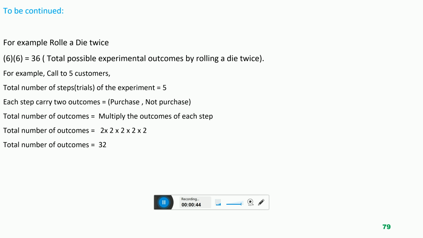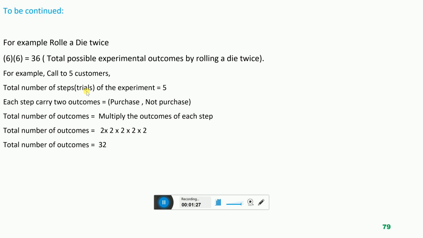And how many steps does this experiment carry? 5 steps, 5 calls. And each call carries 2 outcomes. The customer will purchase the product or does not purchase the product. So, how to determine the total number of experimental outcomes of this experiment? We will use counting rule. What is counting rule? Simply multiply the outcomes of each step with each other and determine the total number of outcomes. So, in here, call to 5 customers, we have 5 calls.